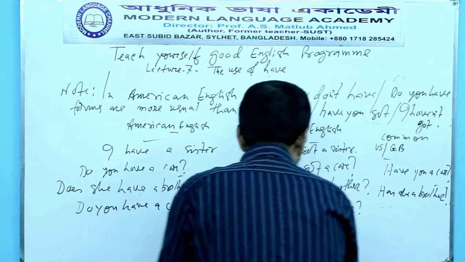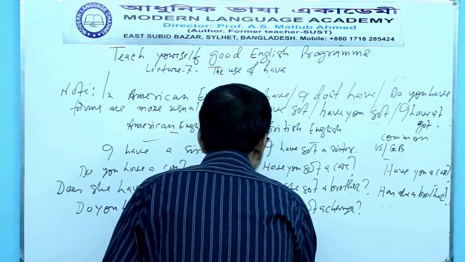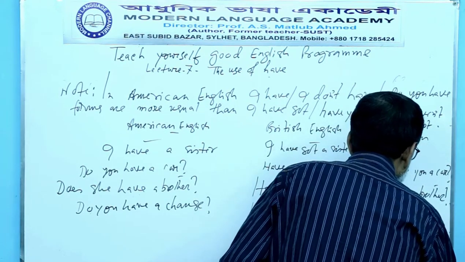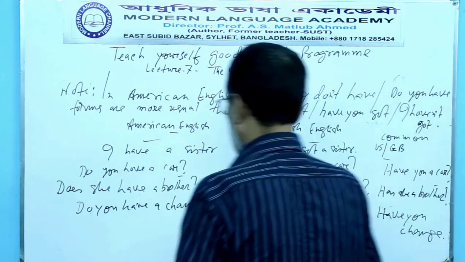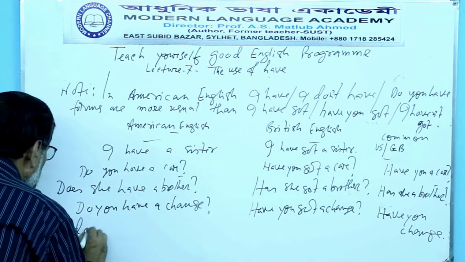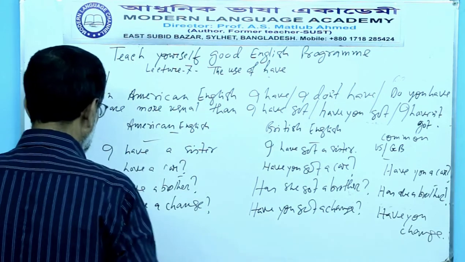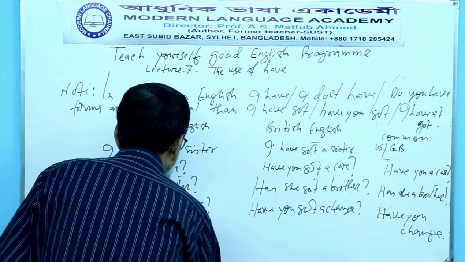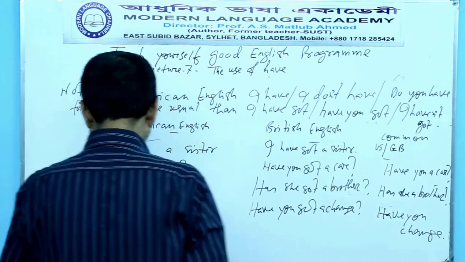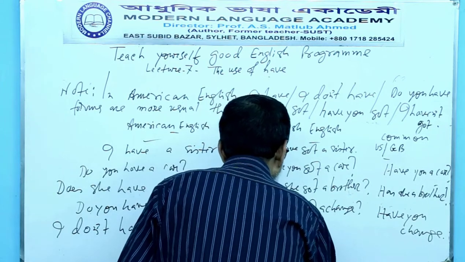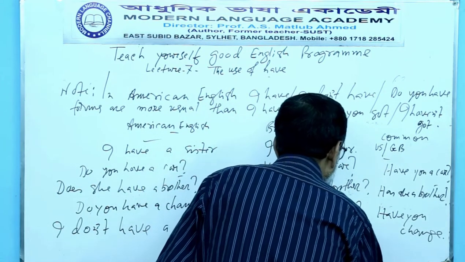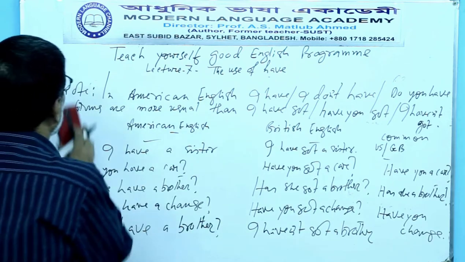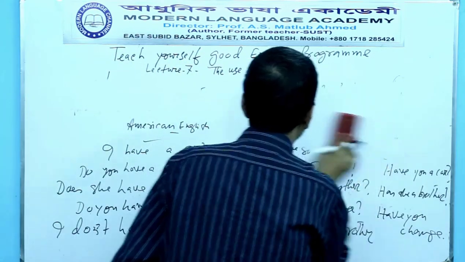Do you have a change? Have you got a change? And have you a change? For example, I don't have a brother or sister. Amar kono bhai nei. I haven't got a brother. Amar bhai nei. These are actually differences between these two types of English. Both English are actually same. Now I'll show you some more usage of have as a principal verb.